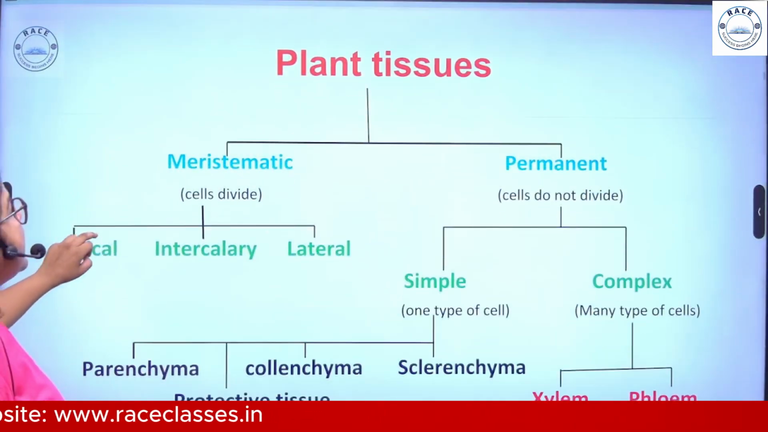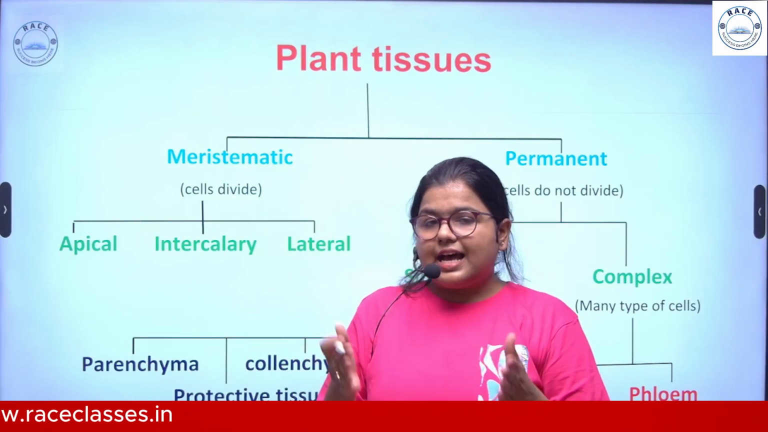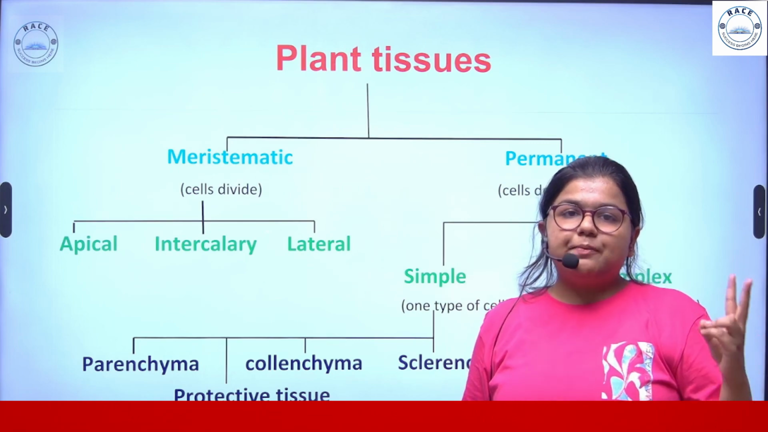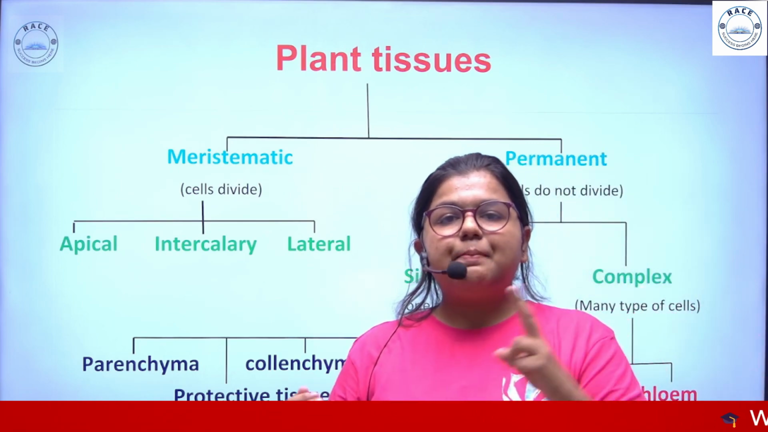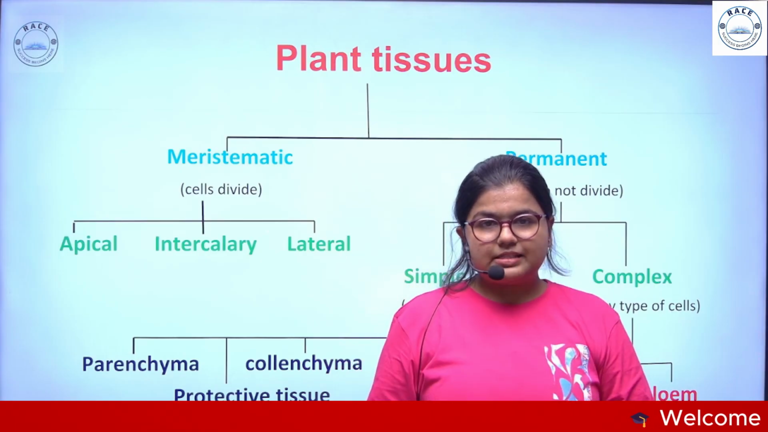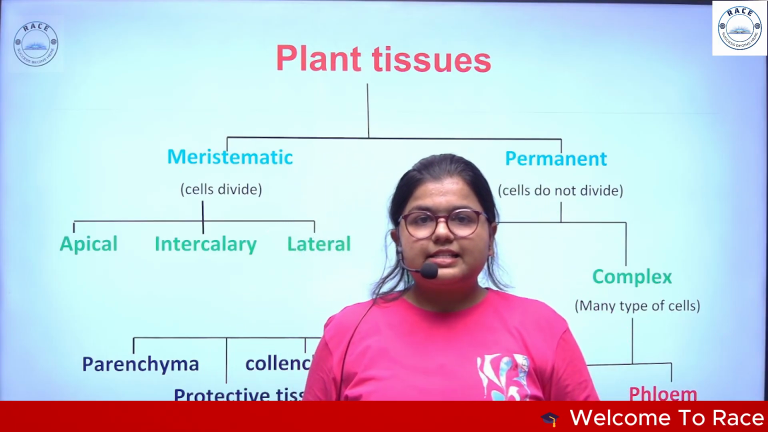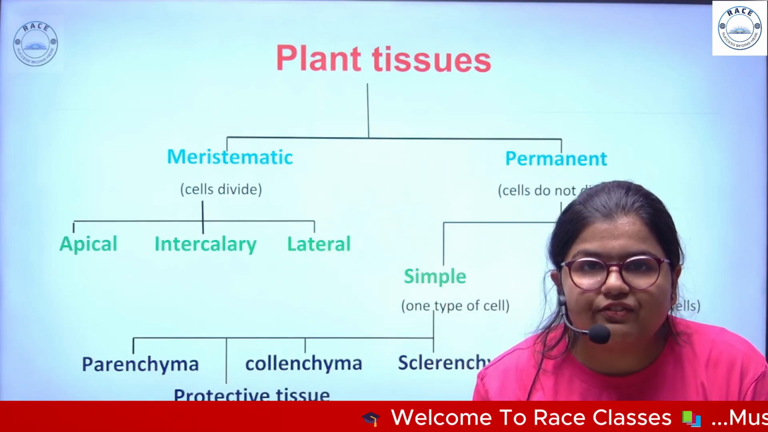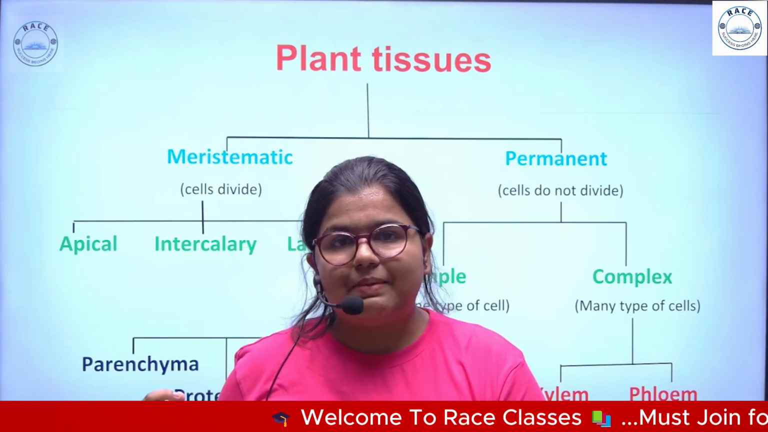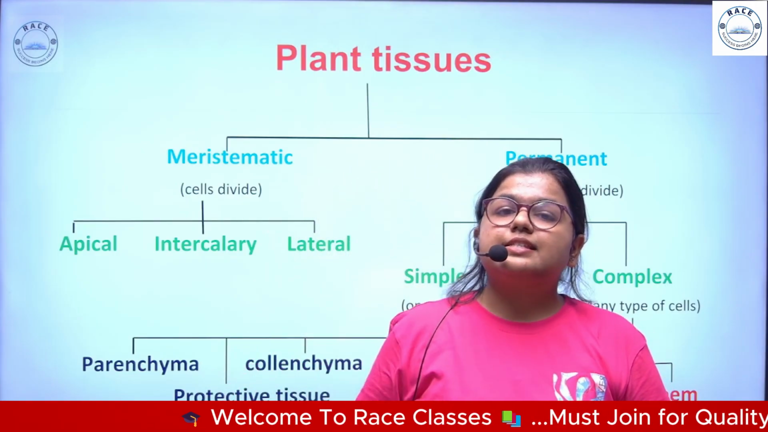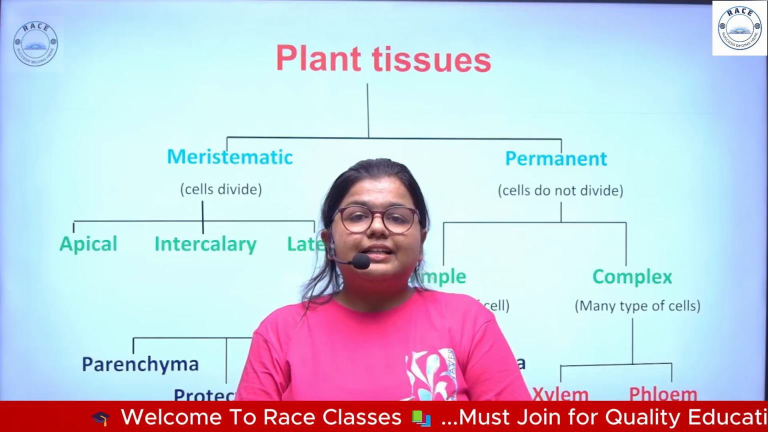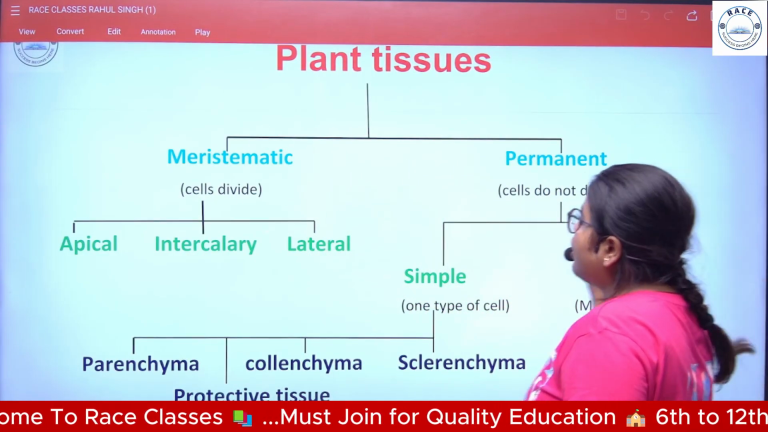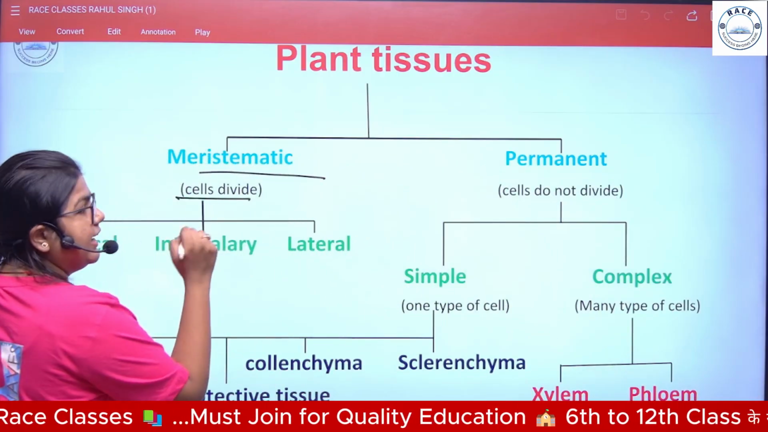Now let's talk about the classification of plant tissues. There are two major types of plant tissues, meristematic and permanent tissue. When we talk about meristematic tissue, whenever a cell is continuously dividing, in that particular phase, the cell is known as meristematic tissue. The moment it loses the ability to divide, it is known as permanent tissue. Okay, so meristematic tissues are the cells that divide.